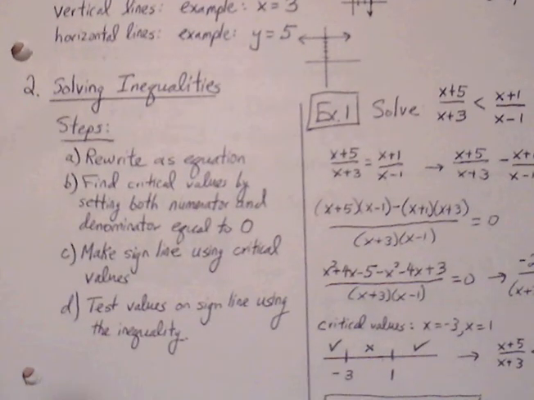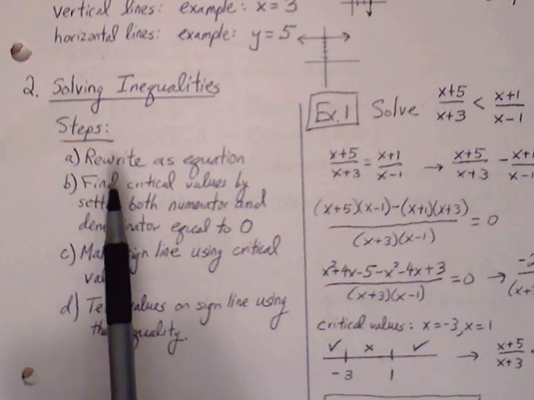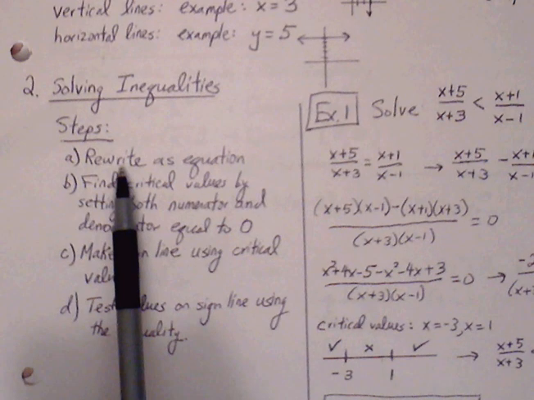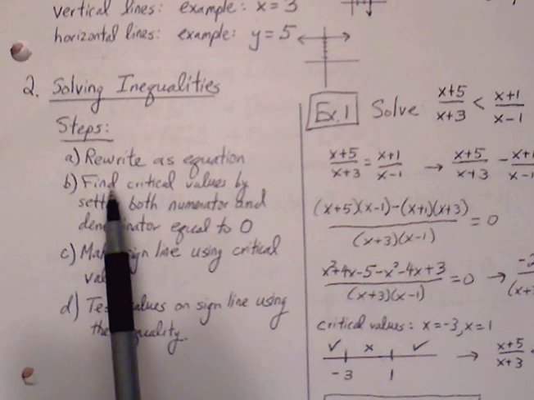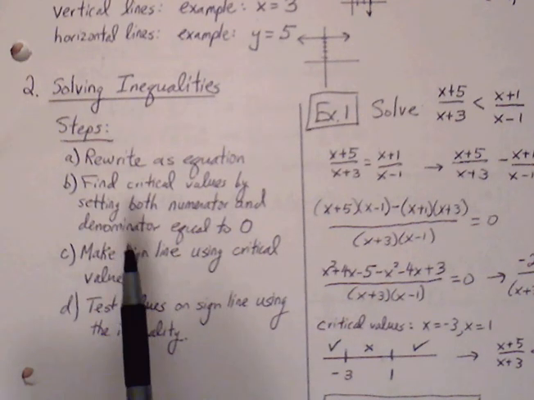Okay. And finally, solving inequalities. So the steps for solving inequalities, let me go through those. First, we want to rewrite the inequality as an equation. So replace the less than or greater than inequality with an equal sign. Second step, we want to find the critical values by setting both the numerator and the denominator equal to 0.